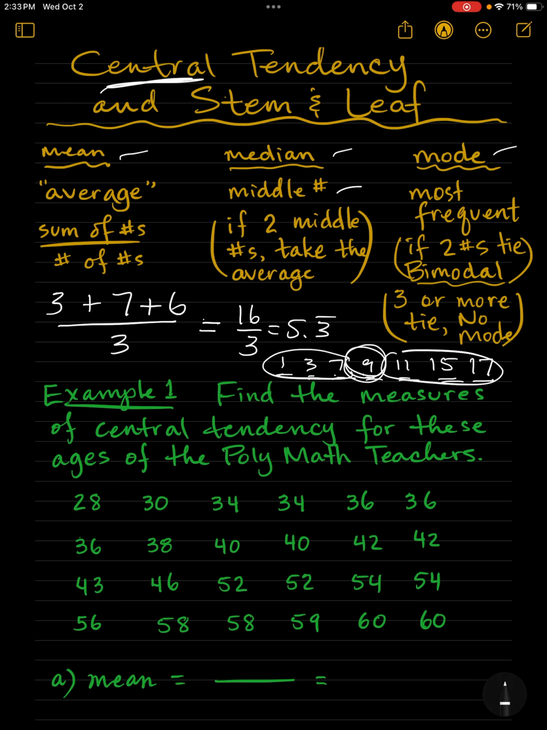And for the mode, that's just the number that repeats the most. We say that's the most frequent. If there's a tie for most, we can say it's bimodal, but there's no such thing as trimodal or quasimodal. Quasimodal. Okay, if there's 3 or more that tie, we just say no mode. Let's do an example.